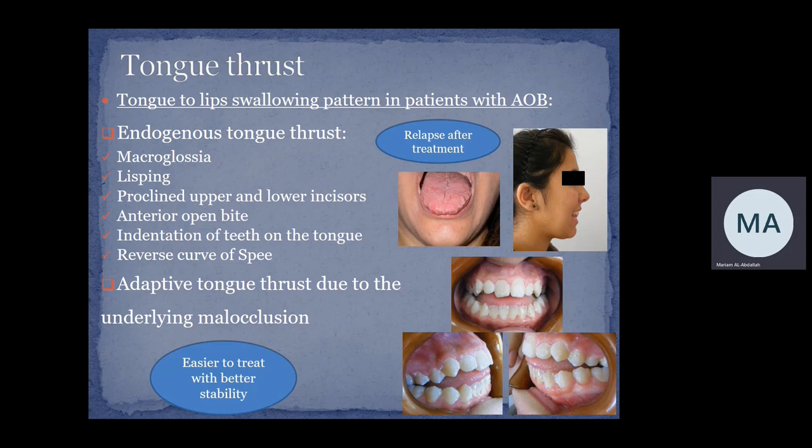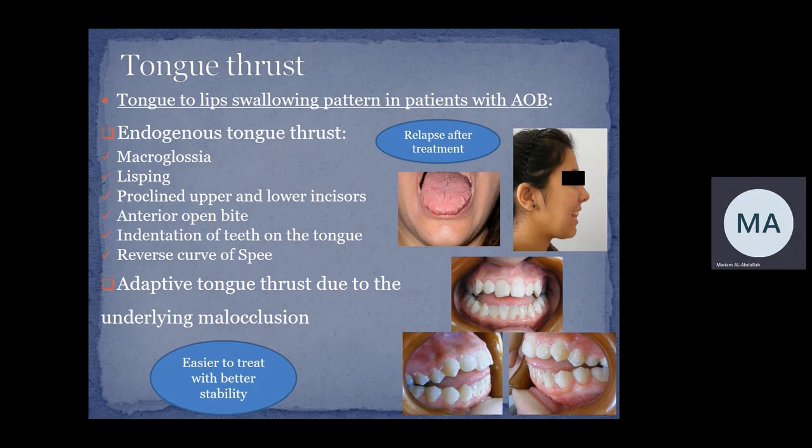There are 2 types of tongue thrust, endogenous and exogenous, or what we call adaptive. The endogenous tongue thrust is very rare, and this is good because it's difficult to treat, and there is a high tendency of relapse because the problem and the etiology is the tongue, and you cannot actually treat it with the orthodontic treatment.